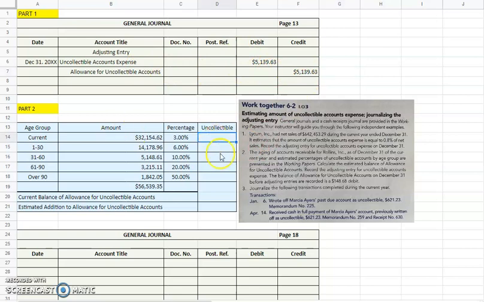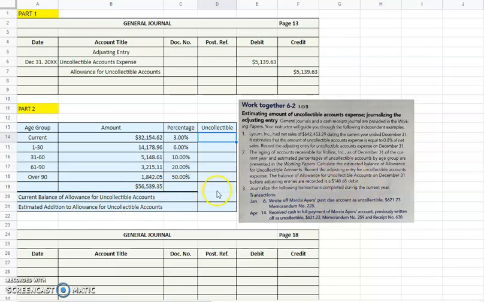So now part 2, aging of accounts receivable for Rollins Inc. as of December 31st of the current year, and the estimated percentages of uncollectible accounts by age group are presented in the working papers. That's here. Calculate the estimated balance for allowance for uncollectible accounts. Record the adjusting entry for the uncollectible accounts expense. And the balance for uncollectible accounts on December 31st before adjusting entries are recorded is a $148.68 debit.